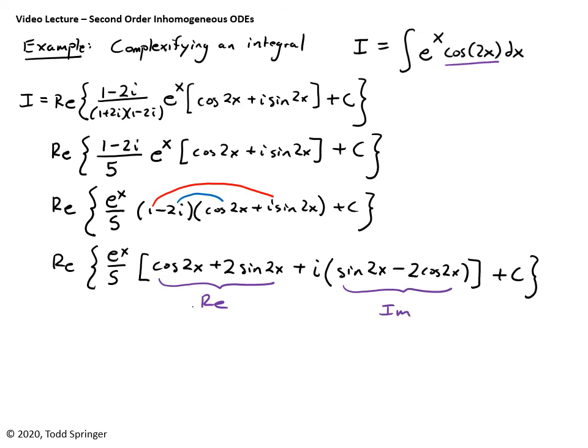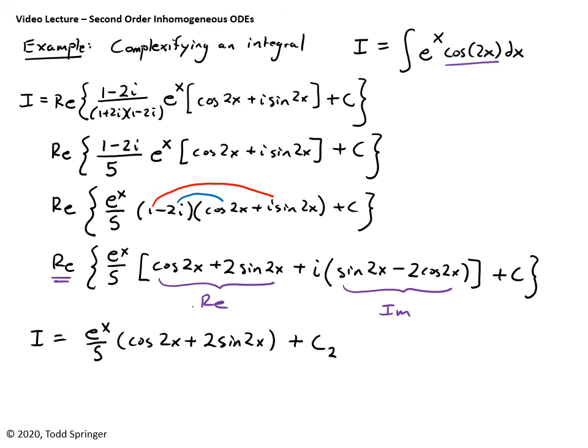So if I want the real part of this whole expression, I just ignore the imaginary part. And we can say that the real part of c is some other constant. So I'm going to get here I is equal e to the x over 5 times cos 2x plus 2 sine 2x plus some other constant, let's call it c2. And I just ignored the imaginary part because I only needed the real part here.